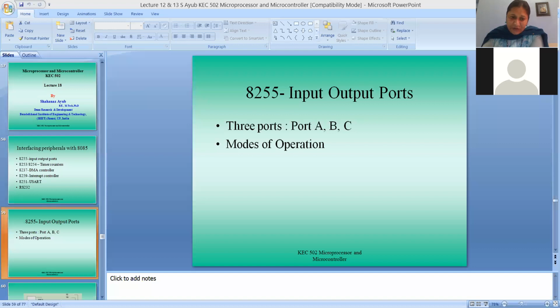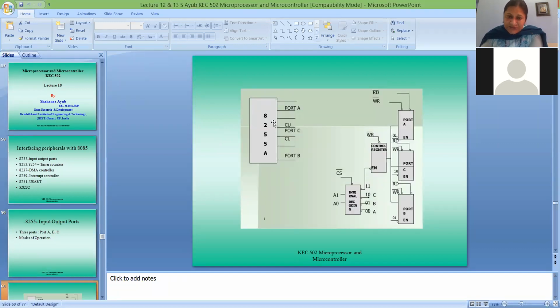So we'll see how this works. This is your IC, let's say 8255. These are the versions A, etc. And it has three ports: port A, port B, and port C. Port C is divided into two parts, port C lower and port C upper. Port A is 8-bit, port B is 8-bit, port C upper is 4-bit, and port C lower is 4-bit. So you can define each of these as input or as output.